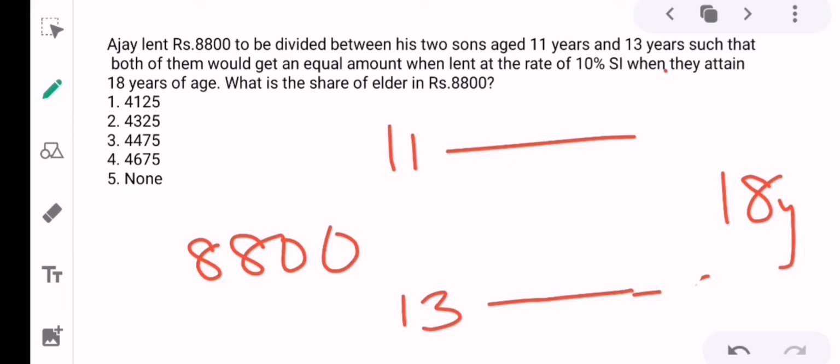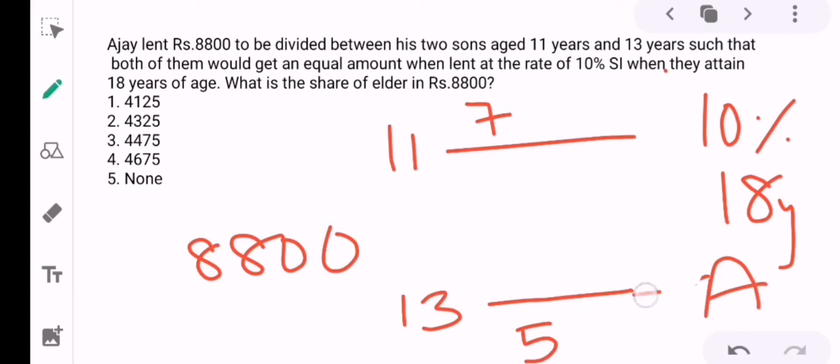When they reach 18 years of age, the time period the younger one will take to reach 18 years is 7 years, and the older one will just take 5 years, and the interest is same 10%, and the final amount is also same. So the only varying factor is the time period and the initial principal that we can take as P1 or P2, whatever it is. We have to find what is the share of elder in rupees 8,800. That is, we have to find P2, the share of the elder brother. Out of that 8,800, how much the elder one will get.